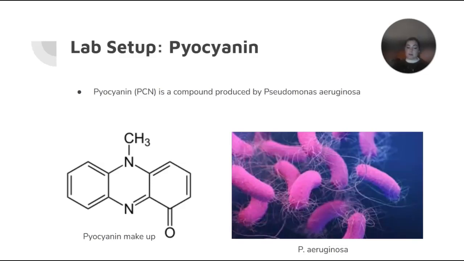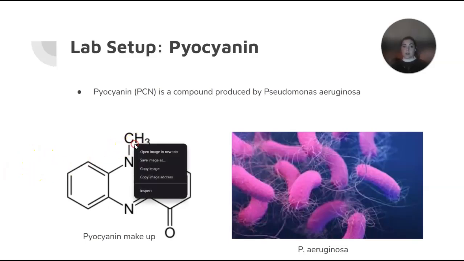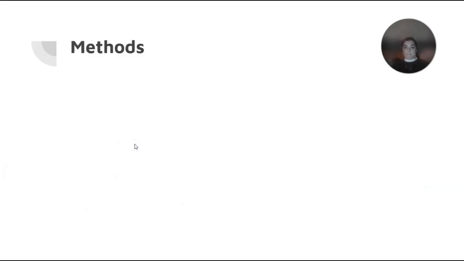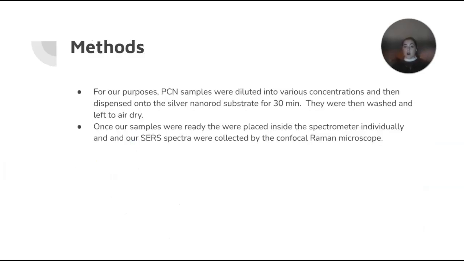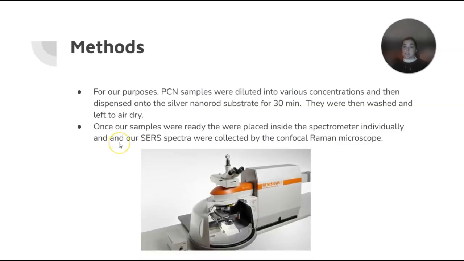So at the bottom of this PowerPoint, you can see the pyocyanin makeup and then just a picture of the bacterium. So moving on to methods. For our purposes, the PCN samples were diluted into various concentrations using the DMEM buffer. These concentrations were then dispensed onto silver nanorod substrates for 30 minutes before being cleaned with deionized water and set out to air dry at 20 degrees Celsius.